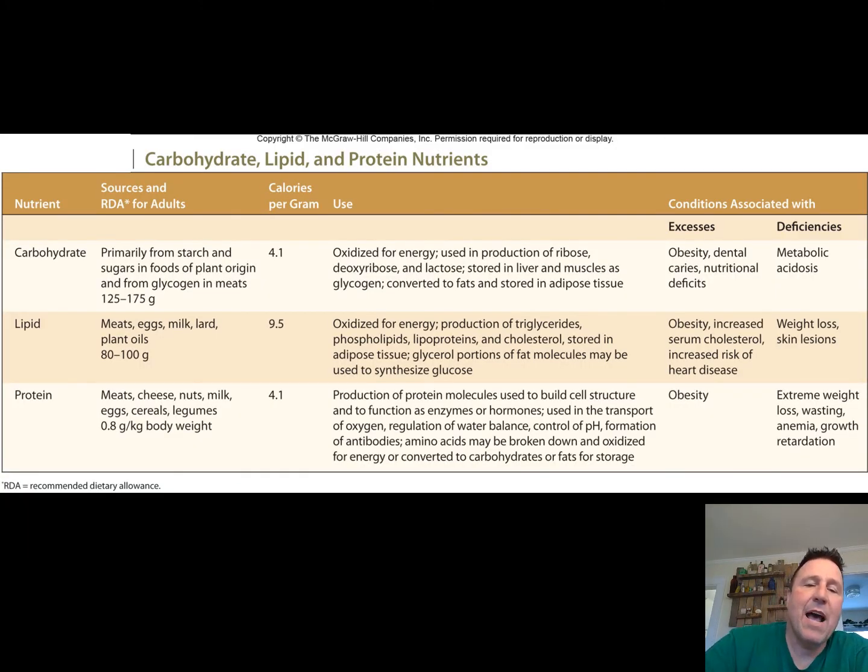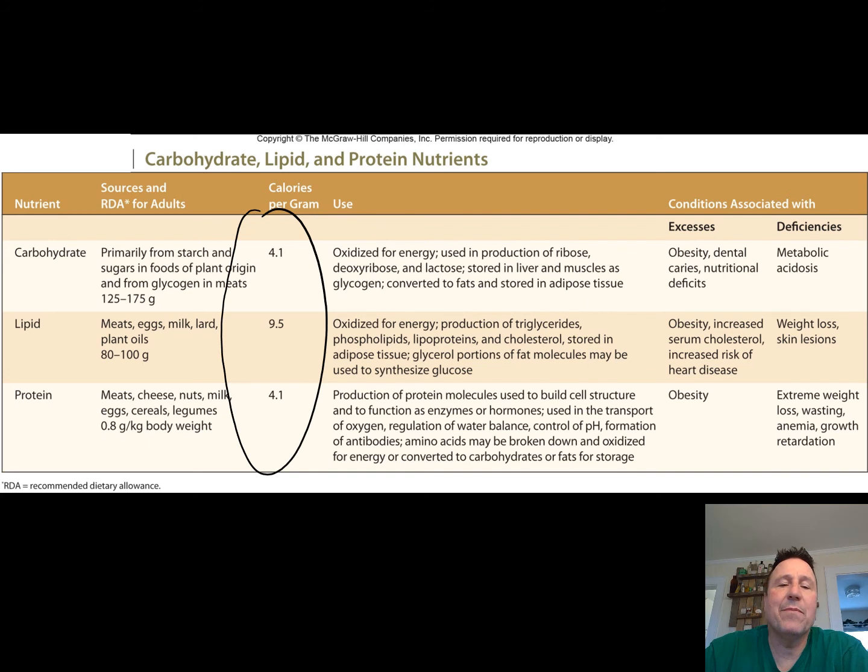Cool. Again, look at the calories. You can see per gram, lipids have the most energy. Excess is a deficiency. Interesting. So obviously obesity will be excess of any of them. Again, you can have no fat in your diet and get obese. It's not because your body can make fats.